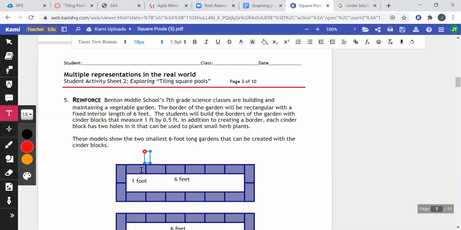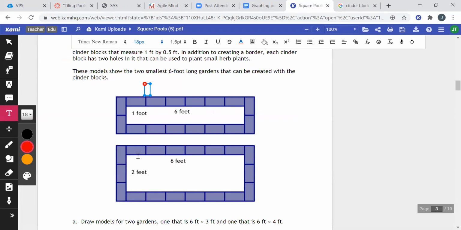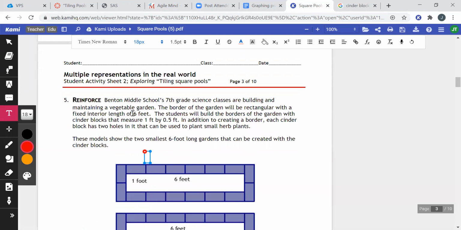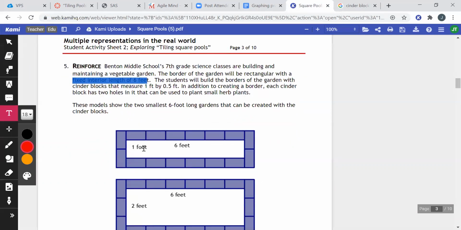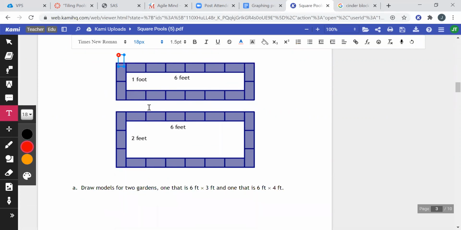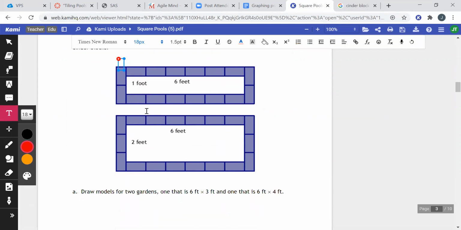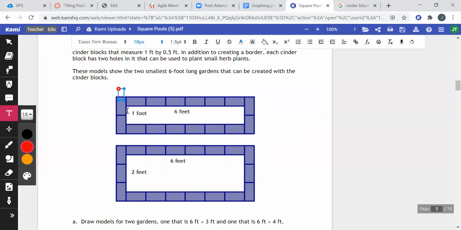So these are cinder blocks. These models show the 2 smallest ones. Notice they said a fixed interior length of 6 feet. What that means is this length right here, from the left to the right, is always 6 feet. So what I need to do is think about the other ones, but they are allowing this length to change, the height of our square here. Still 6 feet wide, but this one's taller.